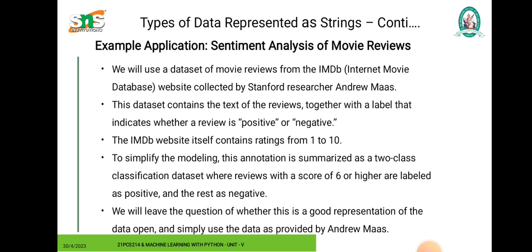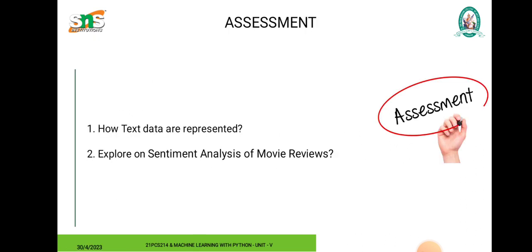The IMDb website itself contains ratings from 1 to 10. To simplify the modeling, this is summarized as a two-class classification dataset where reviews with a score of 6 or higher are labeled as positive and the rest are labeled as negative. So we will leave the question of whether this is a good representation of data open and simply use the data as provided by Andrew Maas. This is an example for the data representation.